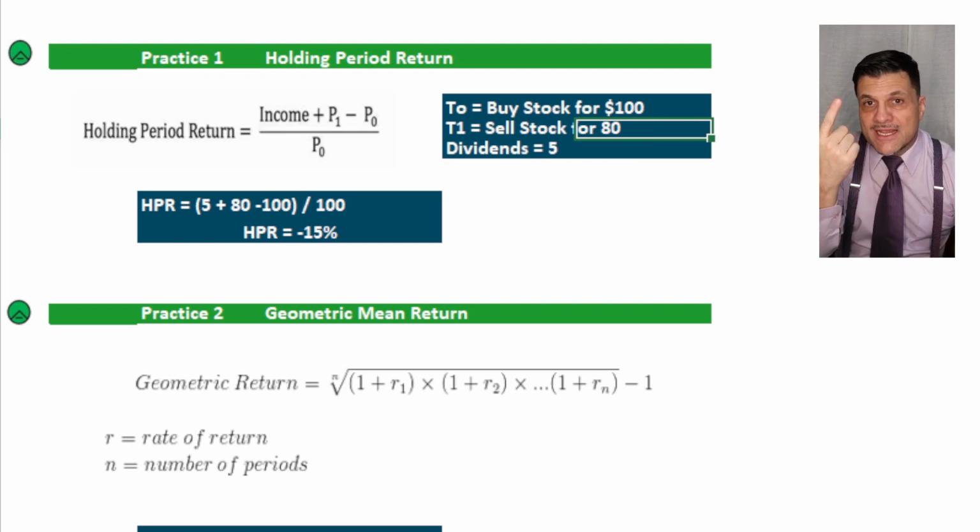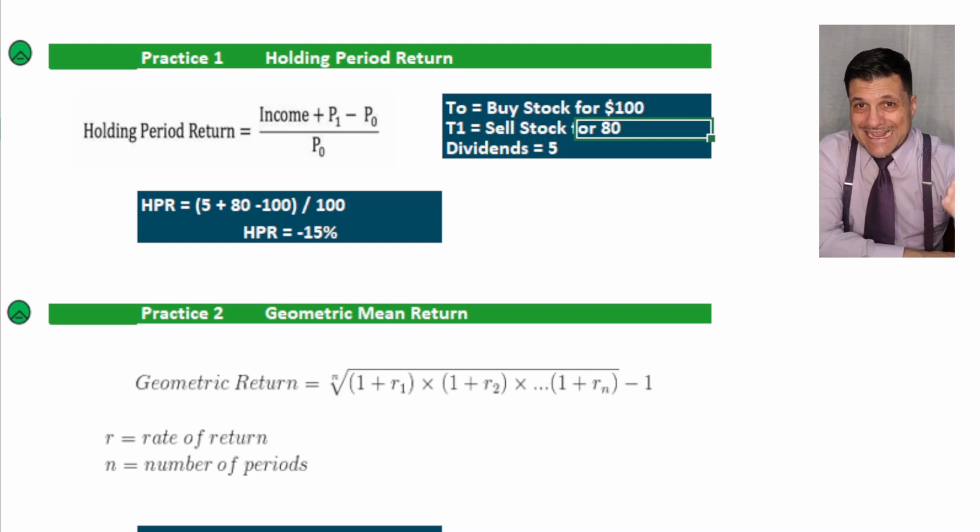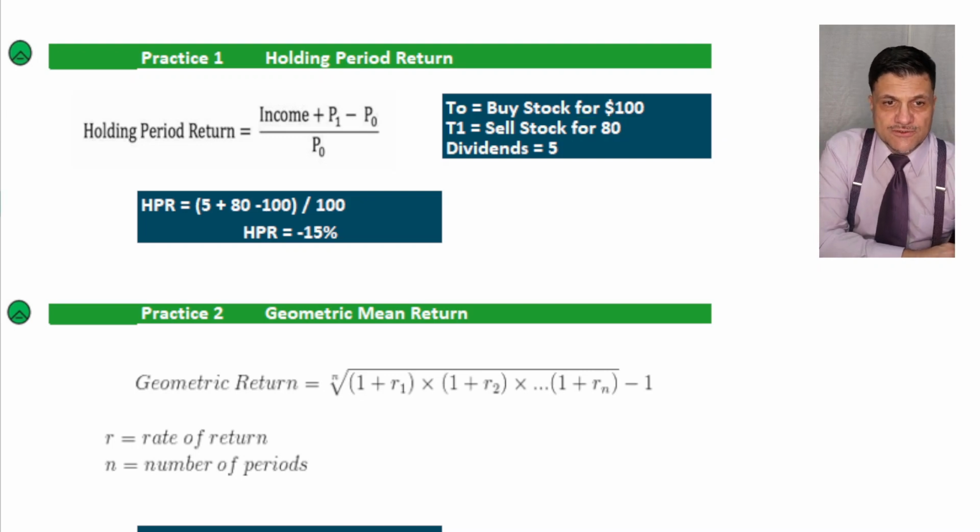See, your brain has to be quick on this as you read the questions in the exam. Just mentally say, okay, what happened here? Oh, I bought for 100, sold for 80. Immediately think, okay, I lost money. Prepare your brain for a negative answer, a negative return. That could help, right? Those little things could help.